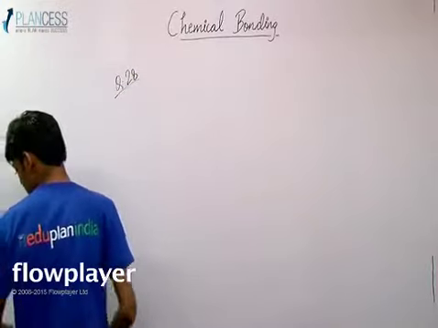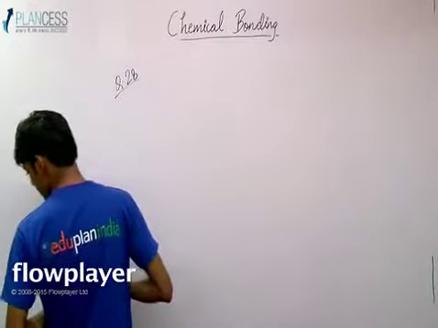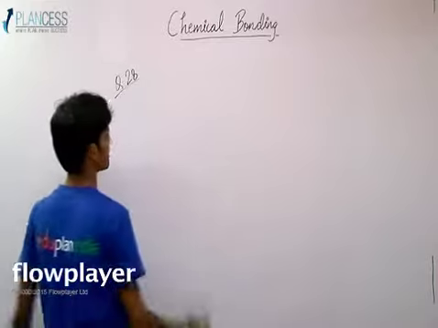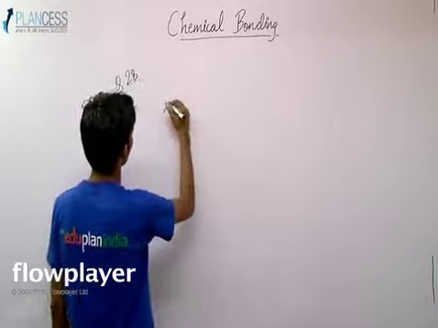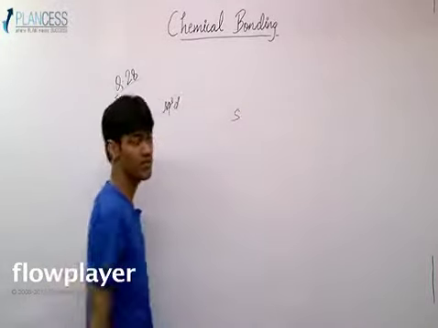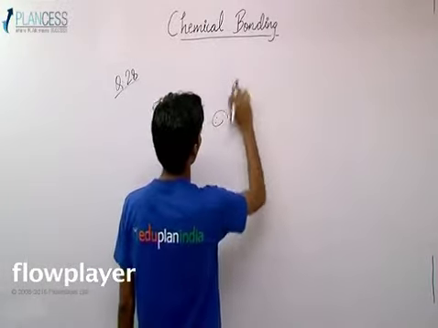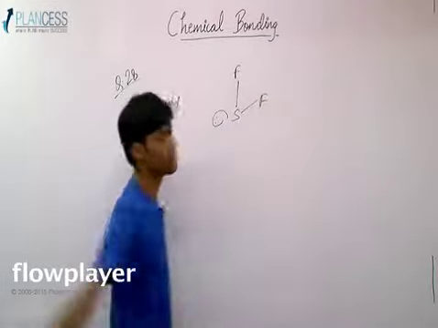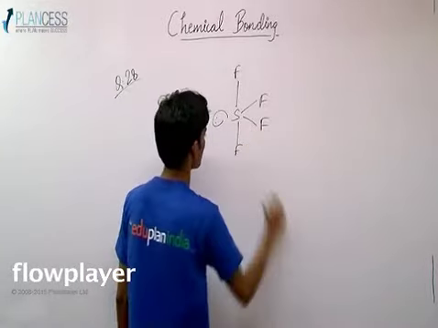The assertion reason, the statement 1 says that all FSF angles in SF4 are greater than 90 but less than 180 degrees. So first consider what would be the hybridization of SF4. It will have 4 bond pairs, 1 lone pair, sp3d hybridization, and the structure would be seesaw. So it would be something like this: S, and the lone pair would reside at the equatorial position. This I have explained in the foundation level of chemical bonding, why it is there, because the lone pair bond pair repulsion would be more in one case and less in the other. So this is the SF4.